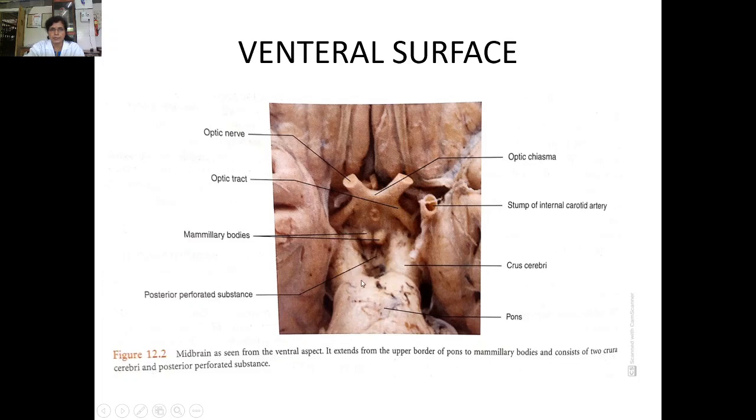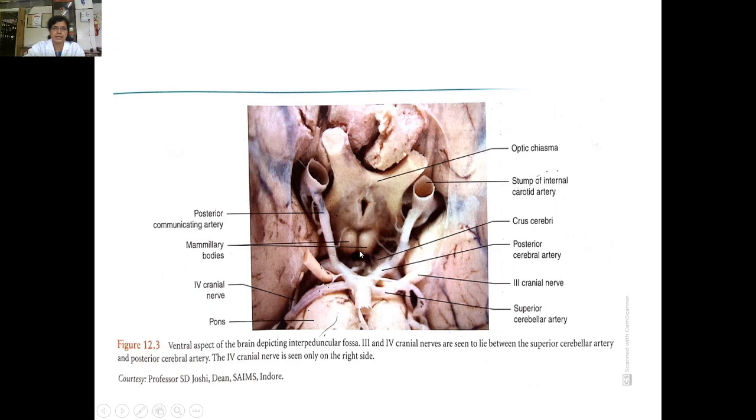This ventral surface of the midbrain is made up of the crus cerebri. Anteriorly, in this photograph, you can see the optic chiasma, then the infundibulum, then the mammillary body, and posterior to the mammillary body there is the posterior perforated substance. Here you can see the branches of the posterior cerebral artery piercing this substance.